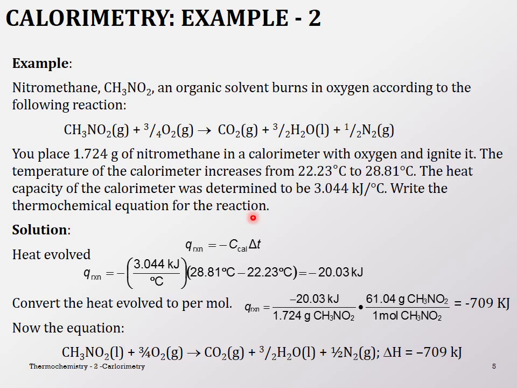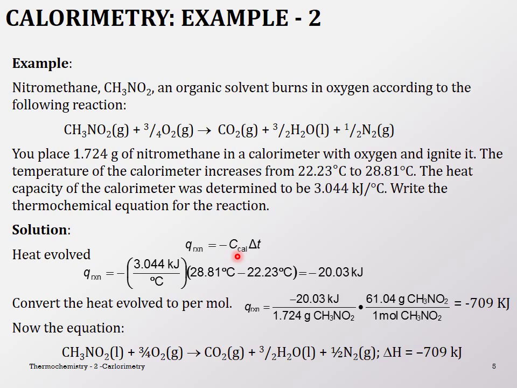Okay, so we're not really worried about the heat capacity of nitromethane over here. Okay, that's not what the question is. The heat capacity of the calorimeter is actually given to us. Okay, which means the specific heat is not the one that we're going to use, which means that Q reaction is equal to minus C cal ΔT. That's the one we're going to use. The C cal here is actually the heat capacity of the calorimeter.